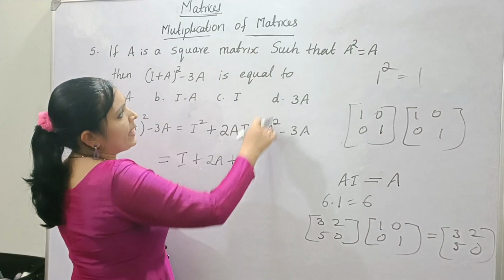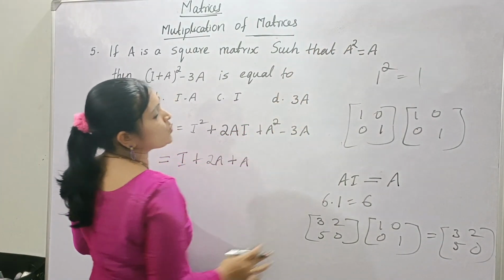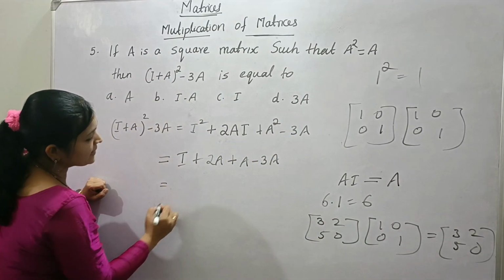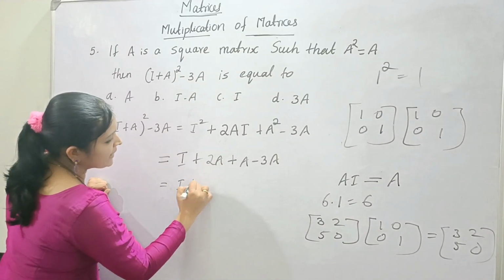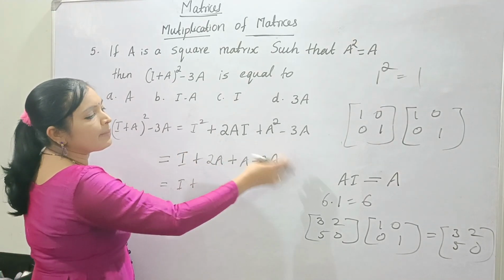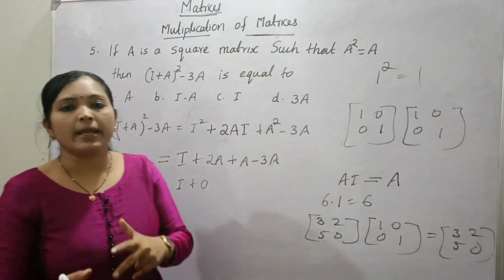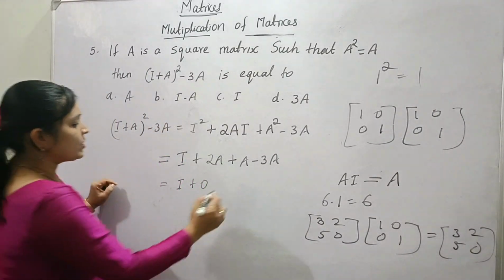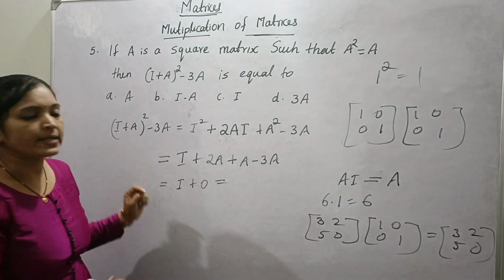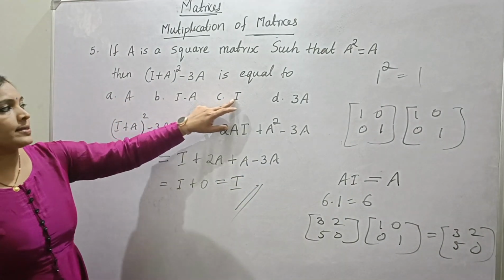Then A square: it is given in the question that A square is equal to A. So that is I plus 2A plus A minus 3A. 2A plus A is 3A, 3A minus 3A is 0, right? 3A minus 3A is a 0 matrix. Okay. So I plus a 0 matrix is I itself. Okay. So I is the answer.